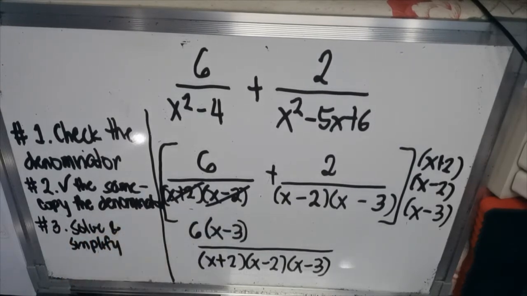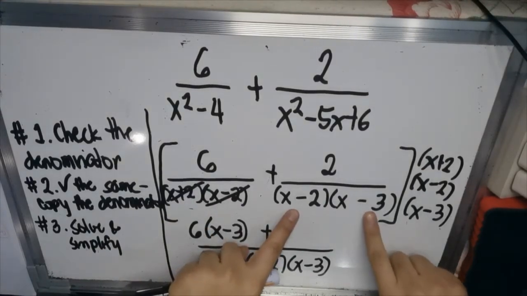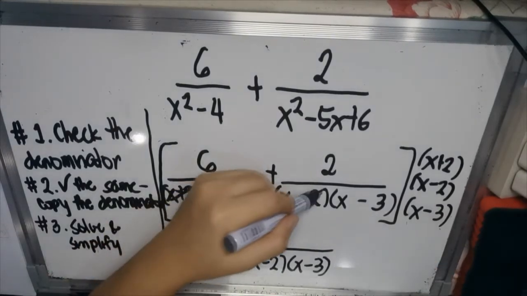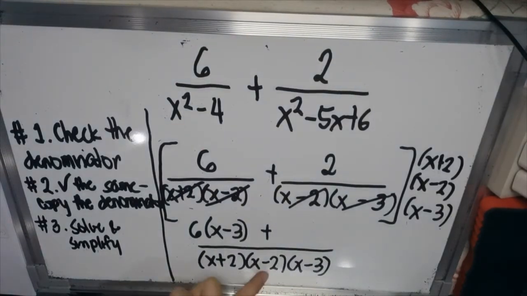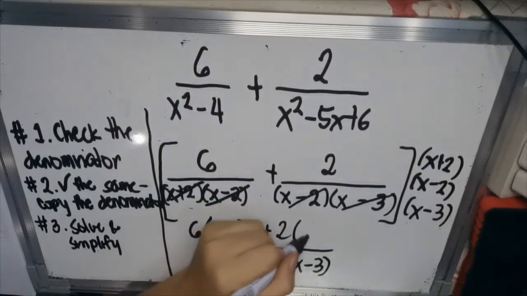Susunod, next. Plus. Dito naman, x minus 2 and x minus 3. So, i-divide natin siya doon. So, makakancel na si x minus 2 tsaka si x minus 3. Tama? So, itong dalawa cancel out na iyan. Matitira si x plus 2. So, that would be 2 times x plus 2.